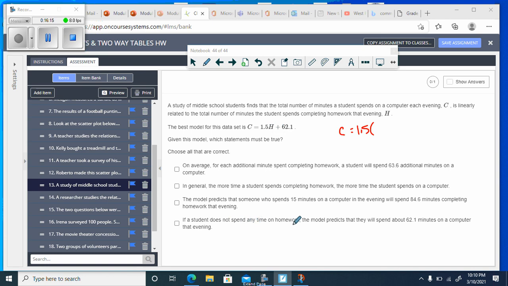If a student does not spend any time on homework, the model predicts that they will spend about 62.1 minutes on a computer. That is indeed true, okay? All right. There you can see.